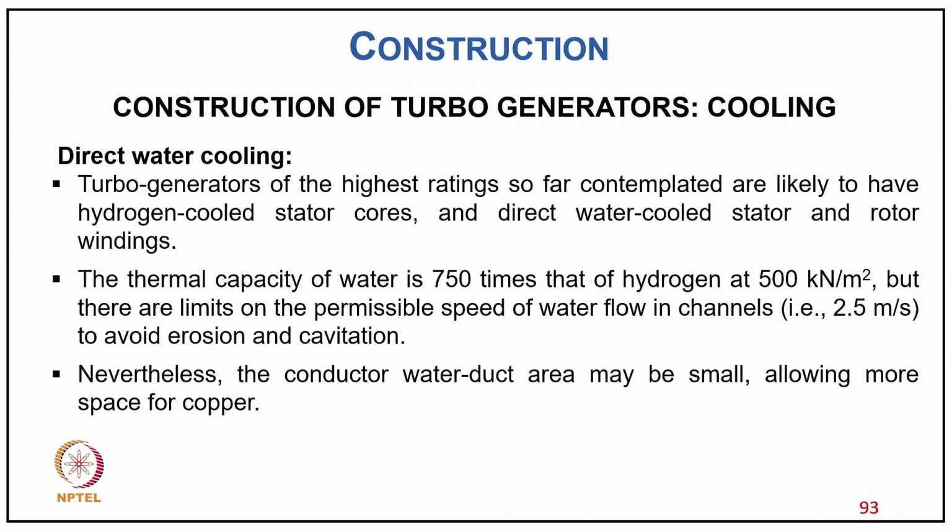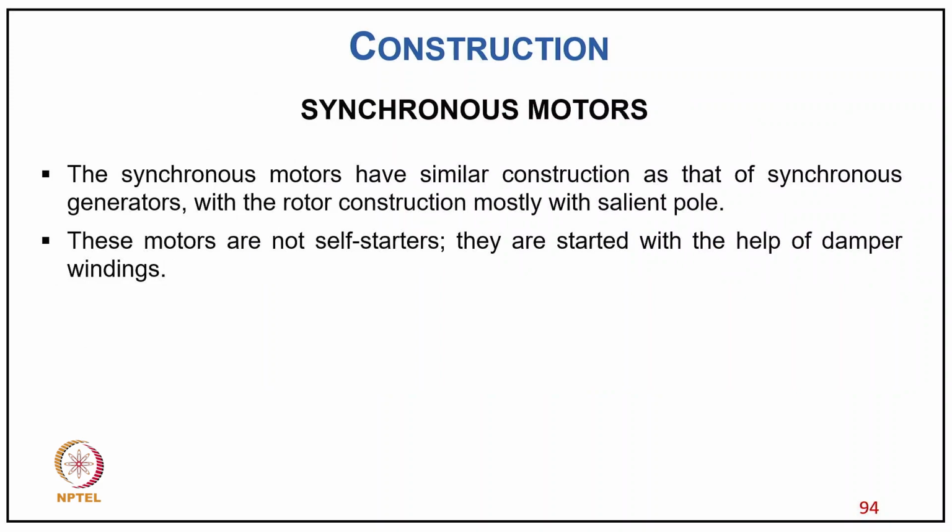And for direct water cooling, the turbo generators of highest rating so far contemplated are likely to have a hydrogen cooled stator core and direct water cooled stator and rotor winding. So the thermal capacity of water is 750 times that of hydrogen at 500 kilonewton per meter square, but there are limits on the peripheral speed of water flow in the channel, that is 2.5 meters per second, to avoid erosion or cavitation. Nevertheless, the conductor water duct area may be small, allowing more space for power.